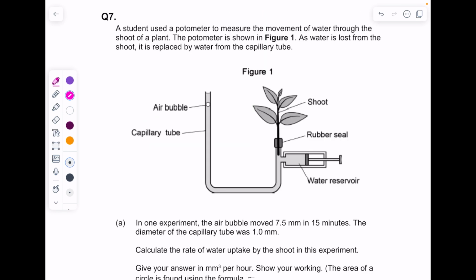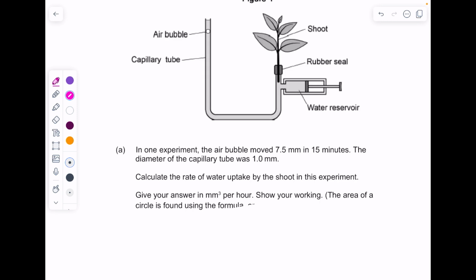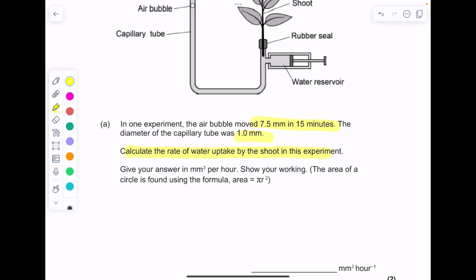A student used a potometer to measure the movement of water through the shoot of a plant. The potometer is shown in figure 1. As water is lost from the shoot, it is replaced by water from the capillary tube. In one experiment, the air bubble moved 7.5 millimeters in 15 minutes. The diameter of the capillary tube was 1 millimeter. Calculate the rate of water uptake by the shoot in this experiment. Give your answer in millimeters cubed per hour.